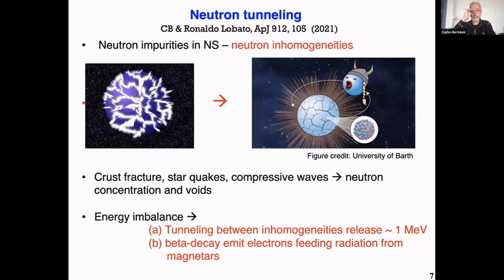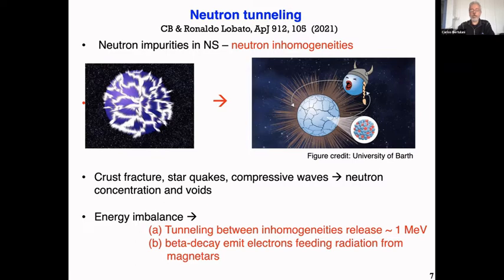So the idea is that we could have some cataclysmic process like crust fracture or star quakes, which go into compressive waves, which go to neutron concentrations at some points and voids. And at these regions, the neutrons would flow, and when they flow, they tunnel, they go to different states, and they will emit radiation, gamma, or even beta decay, and emit electrons, which can be part of the process releasing energy in the magnetars, okay? So each tunneling process should release of the order of 1 MeV. And when you count all of them, you can really have a huge energy release, as I will try to show you.